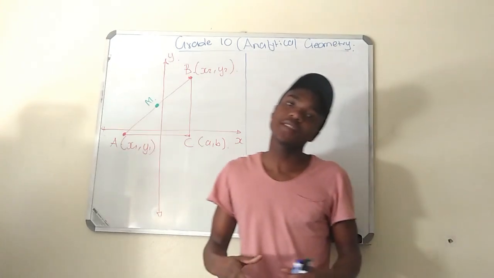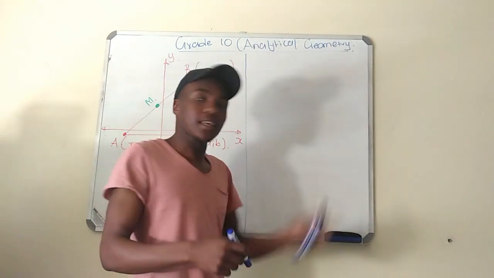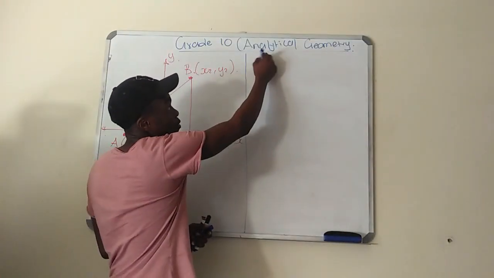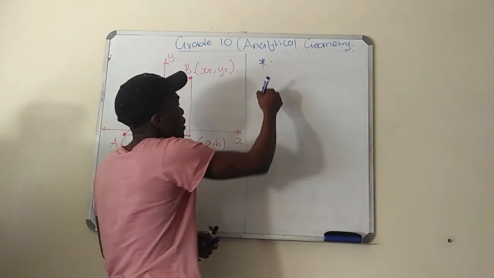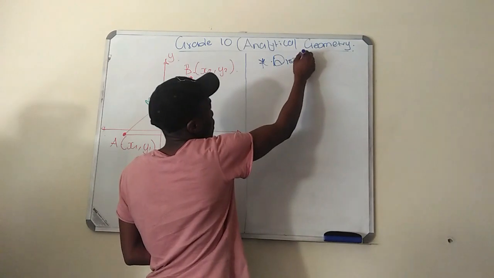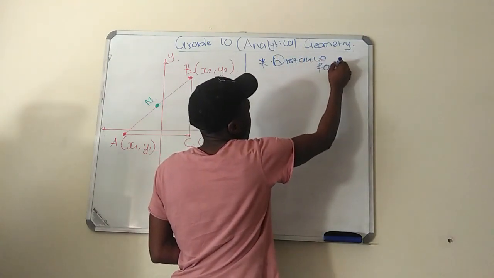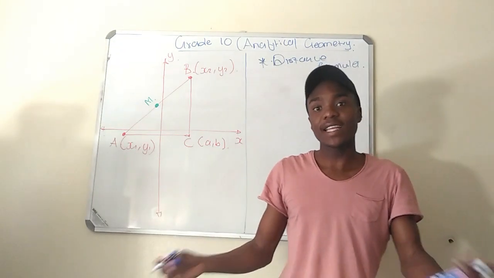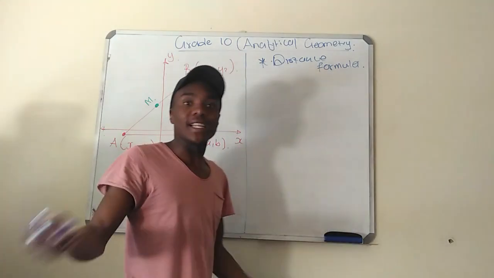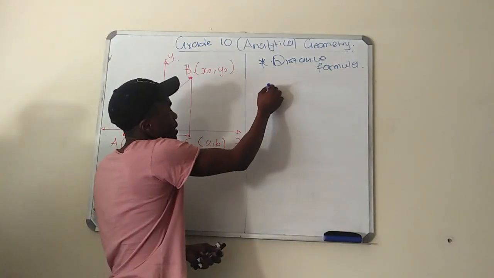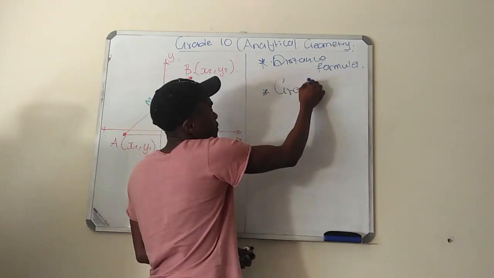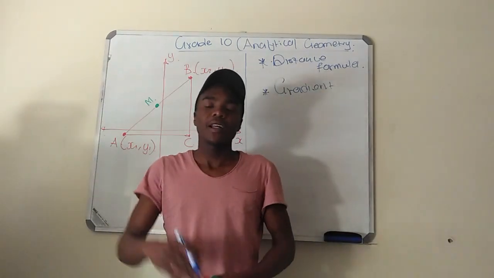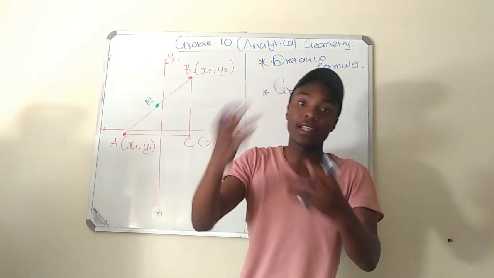In analytical geometry, we study a few things, and I'm going to explain all of them step by step. The first thing is the distance formula, which basically gives the length of a line, or the distance between 2 points on a line. The second thing is the gradient of a line, which is the ratio of the vertical change over the horizontal change.